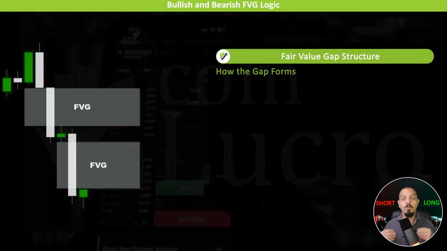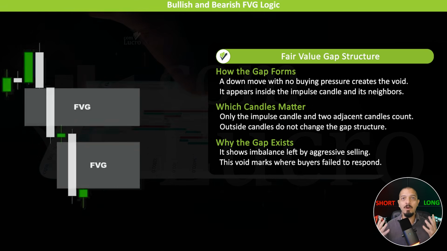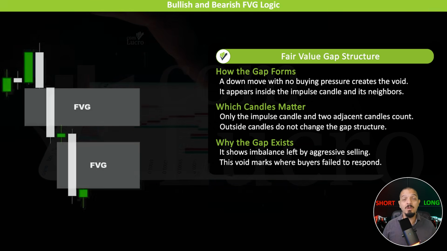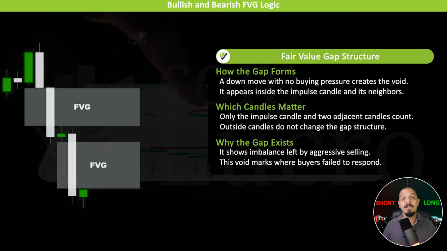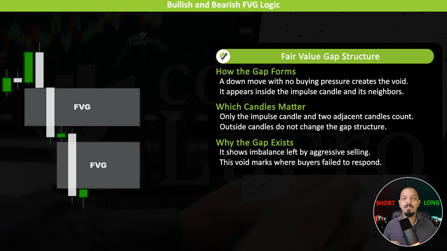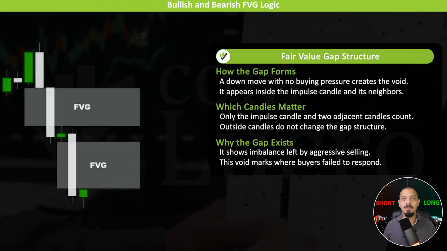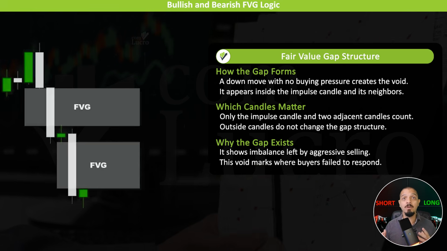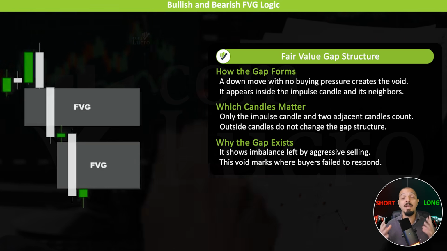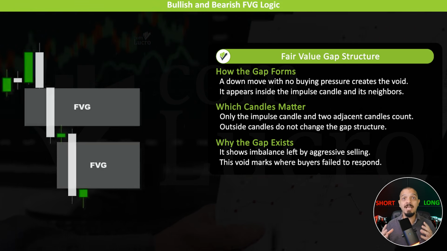Imagine a scenario where the price experiences a downward movement. In this case, a fair value gap, also called a liquidity gap, emerges due to the absence of buying pressure across that specific downward move. Please note that the identification of the gap is based only on the impulse up or impulse down candle together with the adjacent candles.